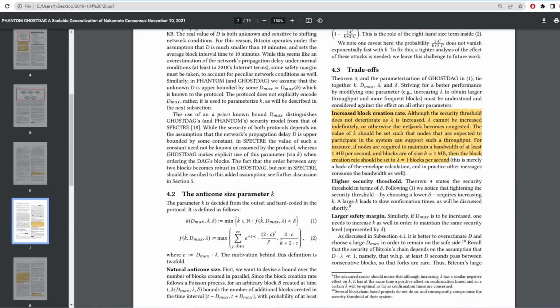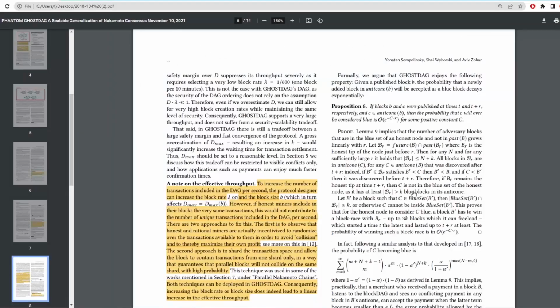The value of block creation should be set such that nodes are expected to participate in a system that can support such a throughput. For example, if nodes are required to maintain a bandwidth of at least 1 megabyte per second, and blocks are the size of 1 megabyte, then the block creation rate should be set to 1 block per second. This is one of the best things for solo miners and for network speed.